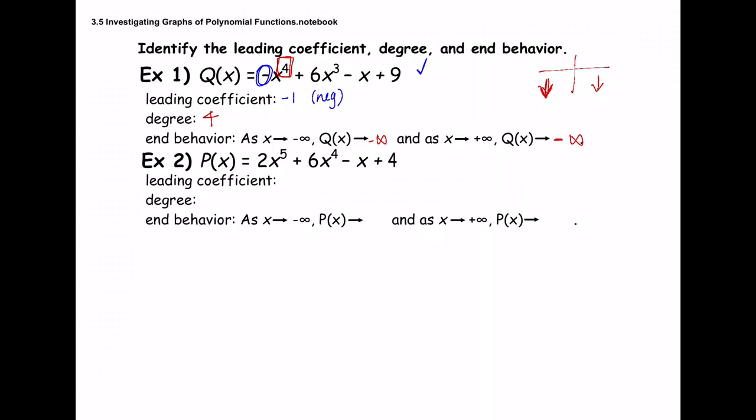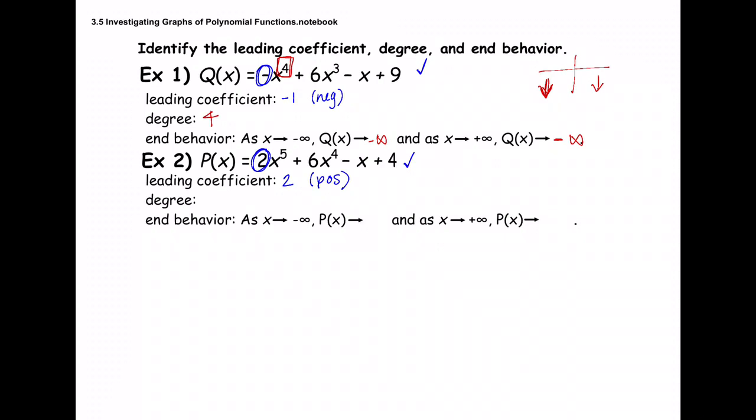Looking at example 2, p of x equals 2x to the 5th power plus 6x to the 4th minus x plus 4. We first notice that it's in descending order, so we're good there. When we look at our leading coefficient, it is a positive 2.